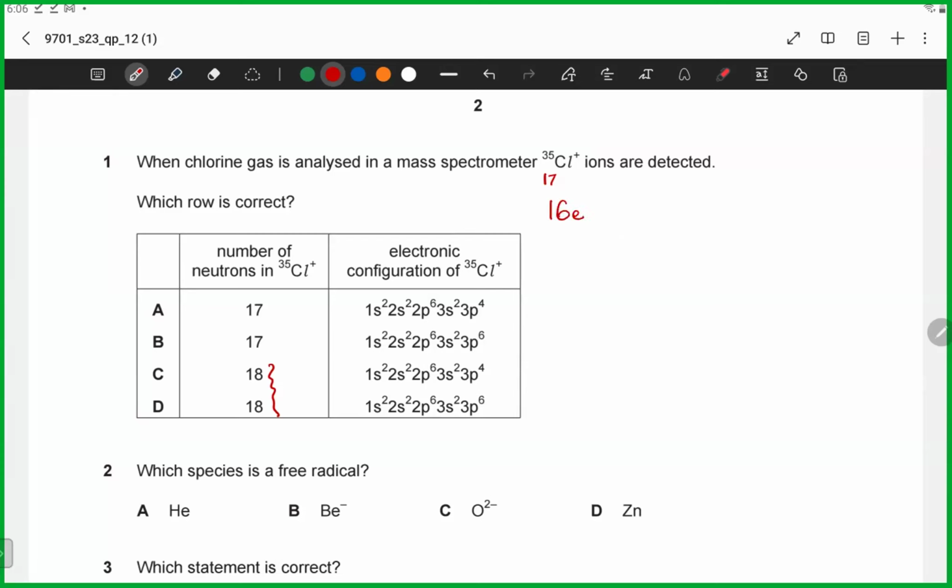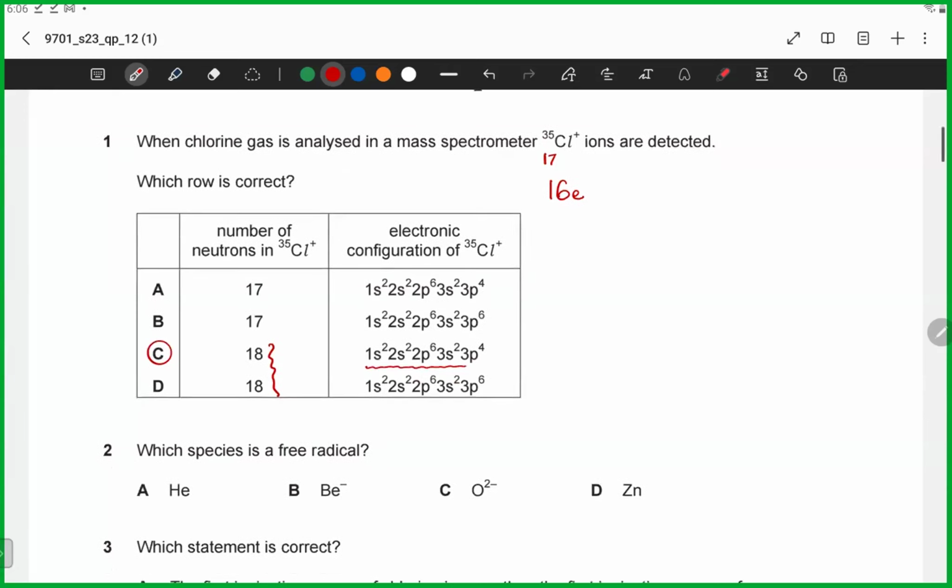Okay, so what is the electronic configuration of 16 electrons? We just have to total them up. It's probably going to be this one. Okay, that's 16 electrons, so it's going to be C. Clear here? Yeah, it's clear. Okay, next one.